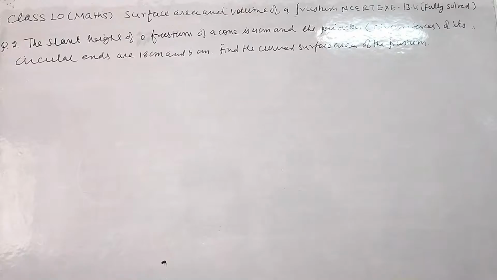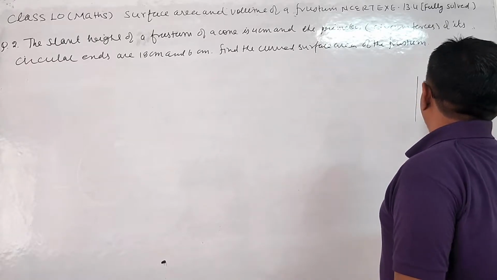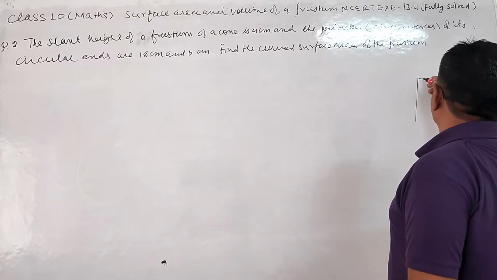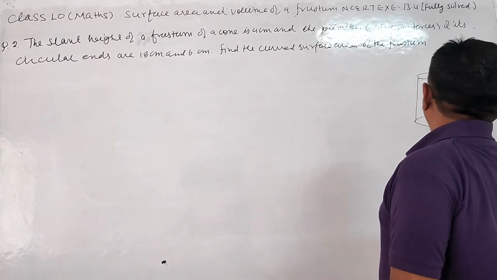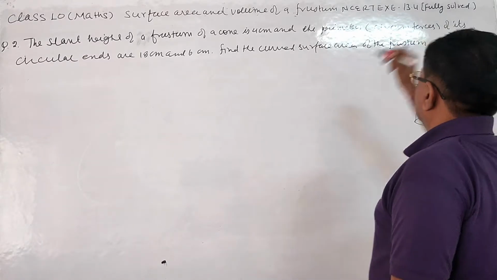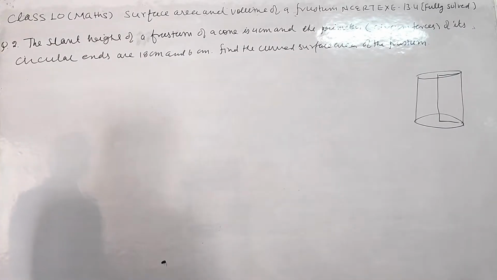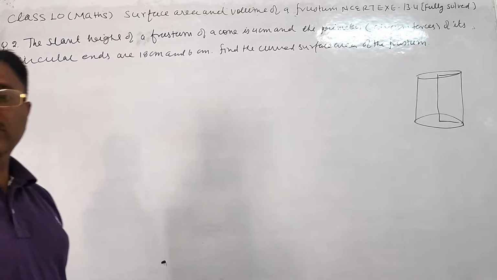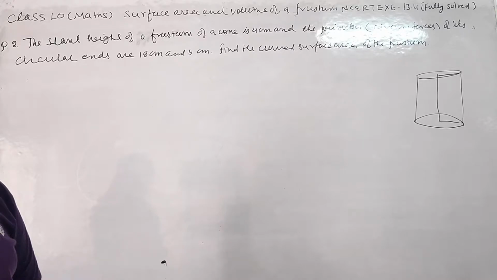Next problem, question number second. The slant height of a frustum of a cone is 4 centimeter. So we are given again a frustum of a cone like this, with two circular ends, and the perimeter or circumference of its circular ends are given as 18 centimeter and 6 centimeter. It says find the curved surface area.